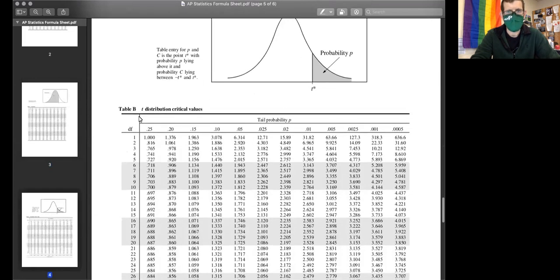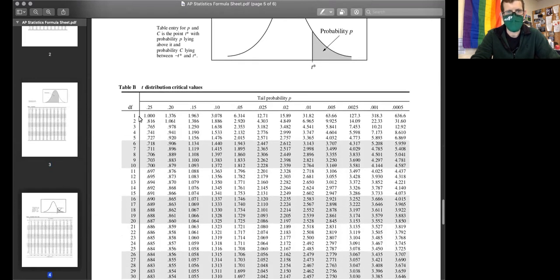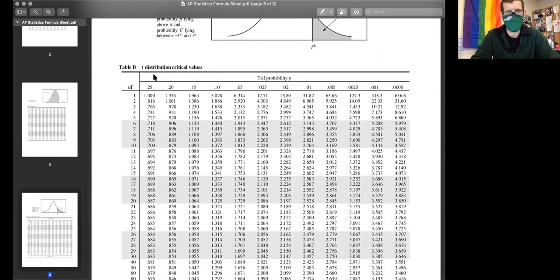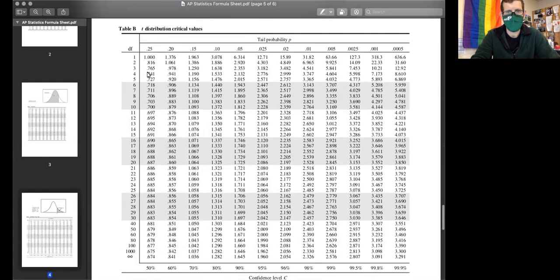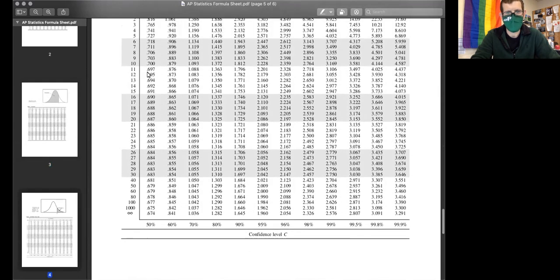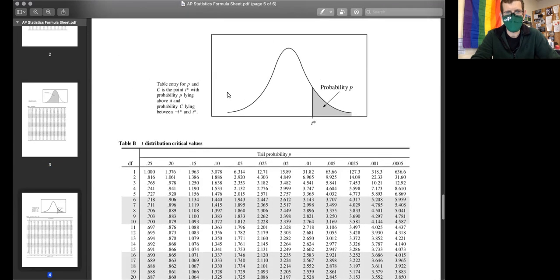Okay, this is one that we're going to be introducing before too long, the t-table, and you don't need to worry yourself with it right now. Just understand that it looks like it's the same thing, but there is a difference that we'll talk about.